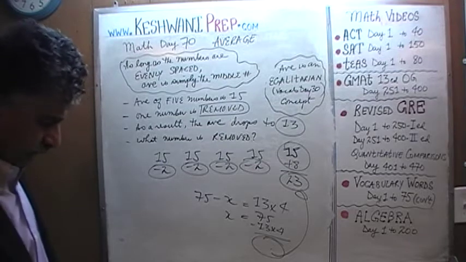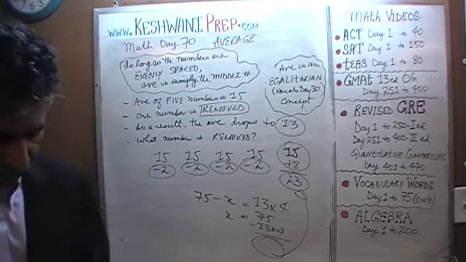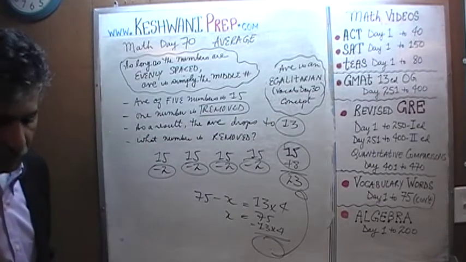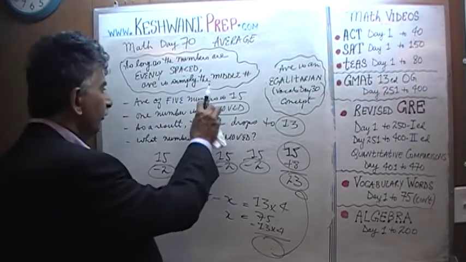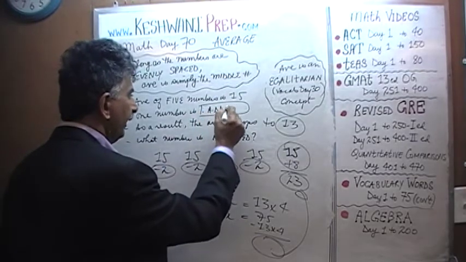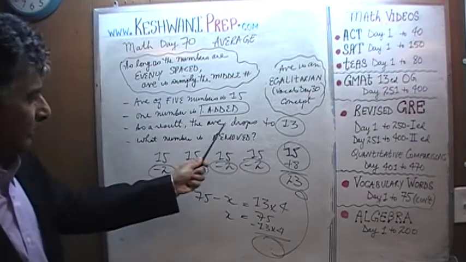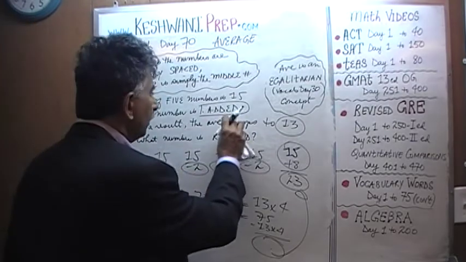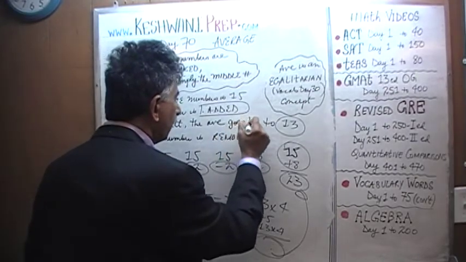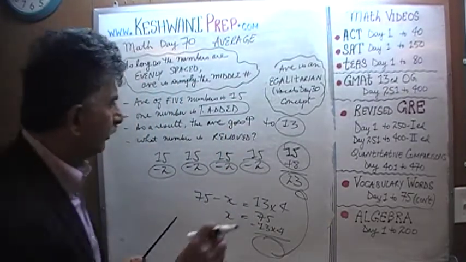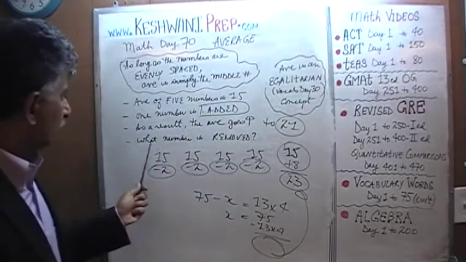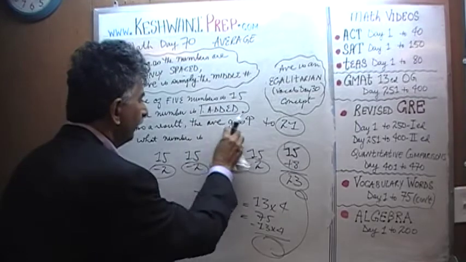Let's do one more, shall we? One more problem, a new problem. An average of 5 numbers, we are told, is 15. They go on to tell us that one number is added. One number is added. And as a result, the average, we are told, goes up to 21. What's the number that is added?